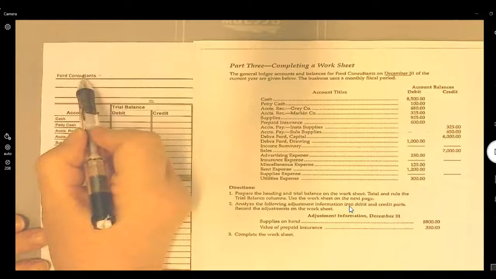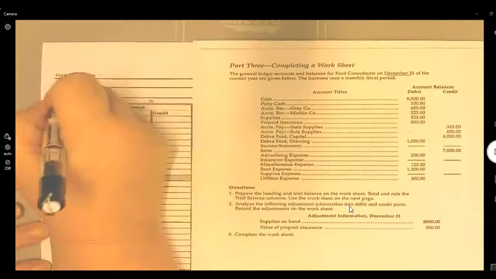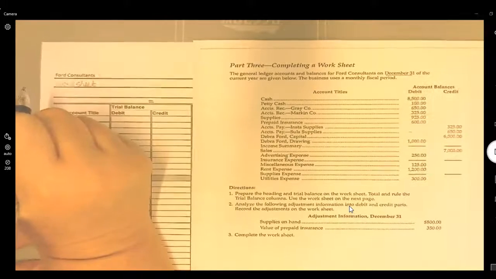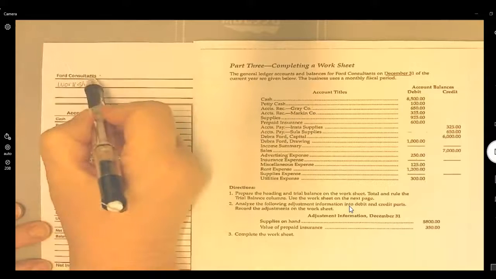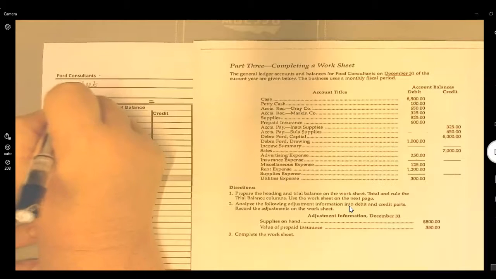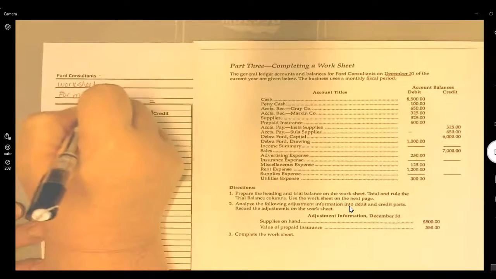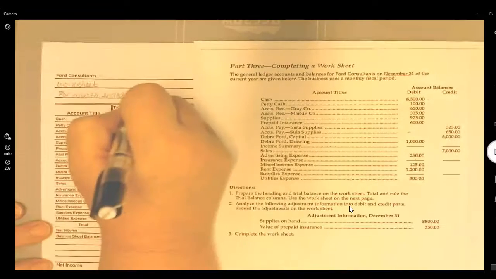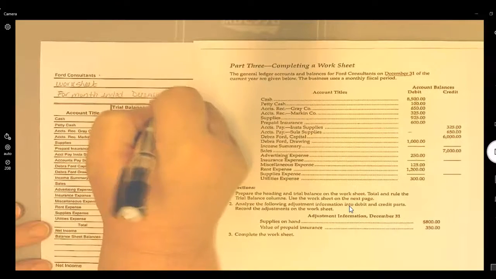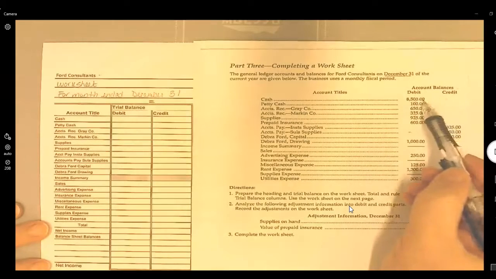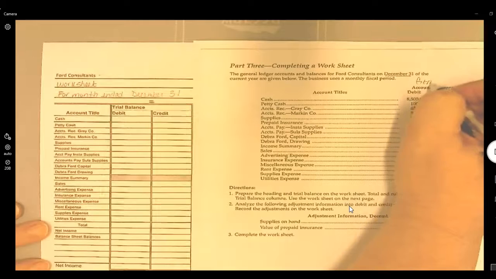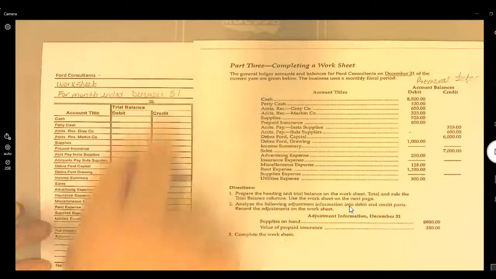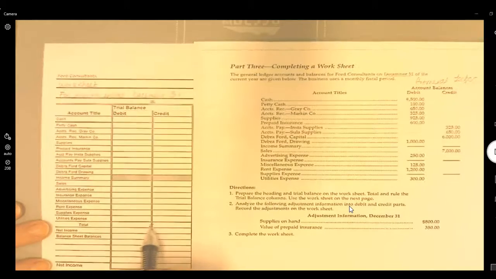So we are going to do the Ford Consultants worksheet. Again, on any type of accounting form or financial statement, you put the name of the business, the title of the form, and then you put the date. This is for month ended, and here it tells you December 31st. Now what we're going to do is transfer the general ledger account balances, because that's where these came from, and put them here, add it up, and see if our two totals balance.